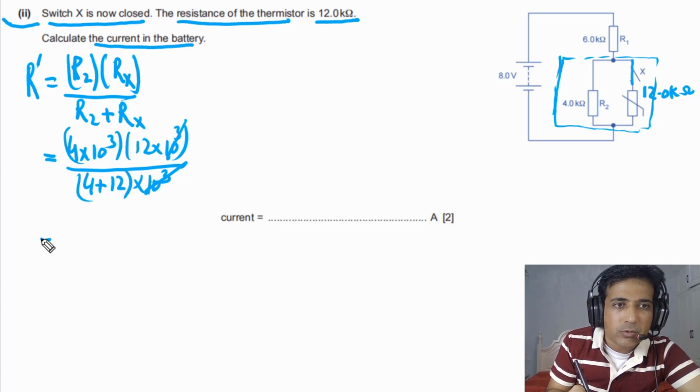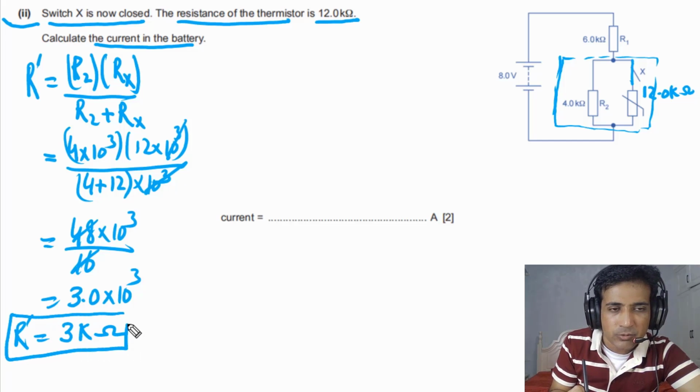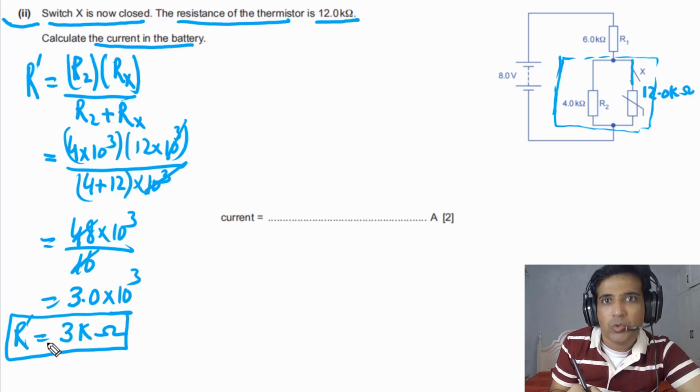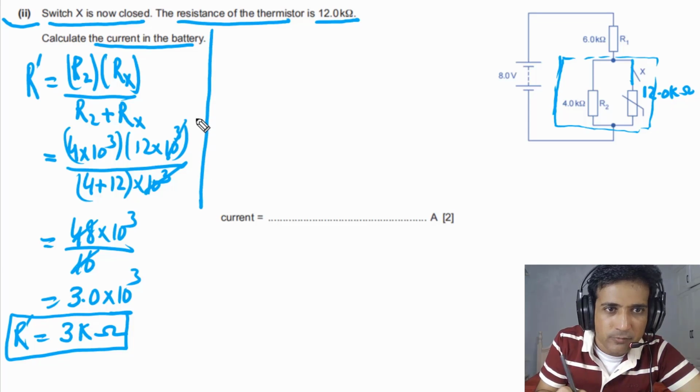If we multiply 12 with 4, we will get 48, and 12 plus 4 is 16. So if we divide 48 by 16, we will get 3.0 times 10 to 3. Simply you can say this is 3 kilo ohms. So the combined resistance of the thermistor and R2 is equal to 3 kilo ohms. Now we can redraw our circuit for better understanding.